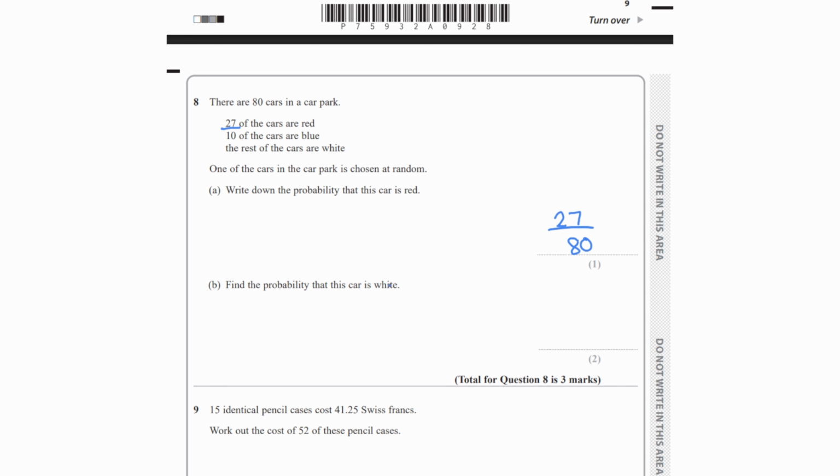Find the probability that the car is white. Well, let's work out how many white cars there are. There are 80 in total. And let's take away the 27 that are red and 10 that are blue. We'll do 80 subtract 37, which gives us 43. So 43 out of the 80 cars are white. So that's the probability that we pick a white car.